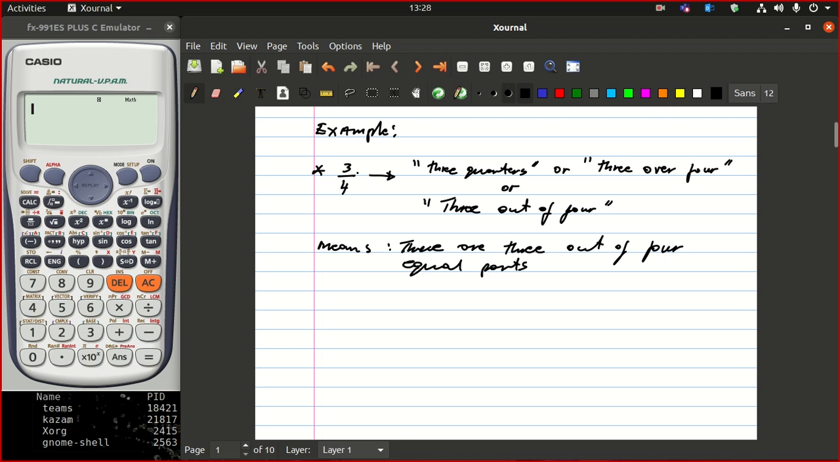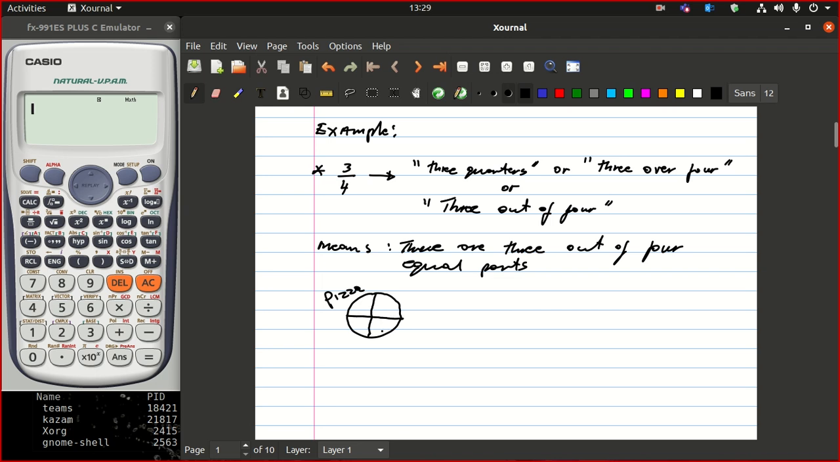That is the meaning of this fraction here. And an example would be like this. Let's say I have this circle here, and suppose it is a pizza. So we have this pizza here, and then you decide to cut this into 4 equal parts.